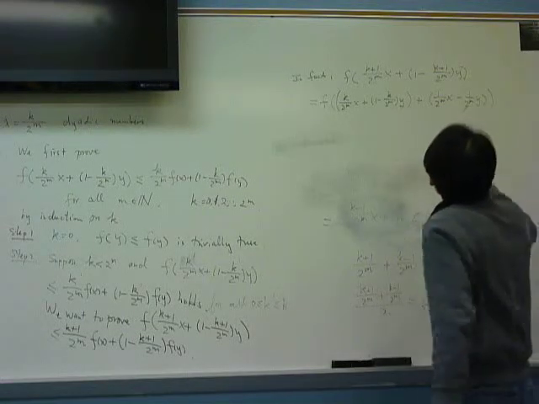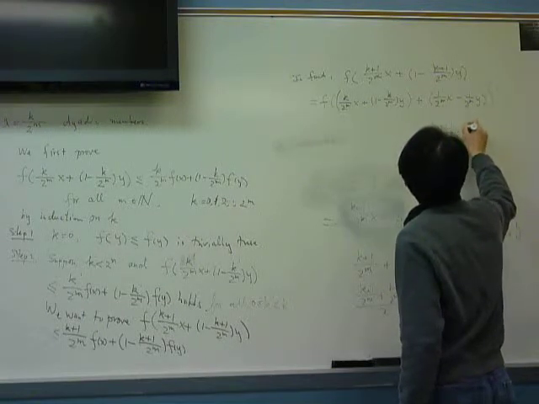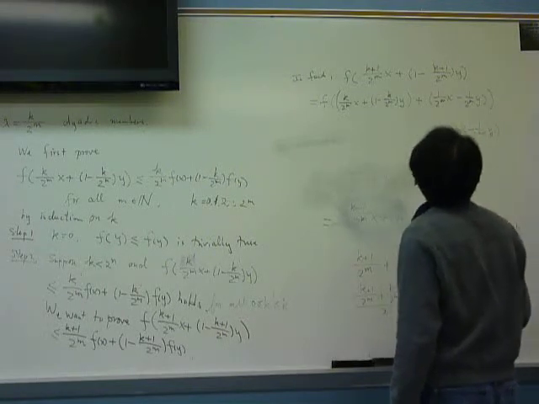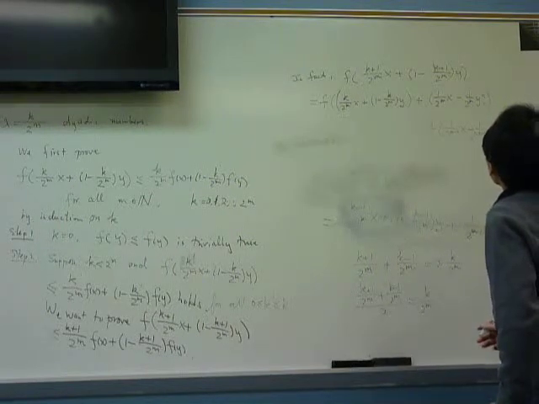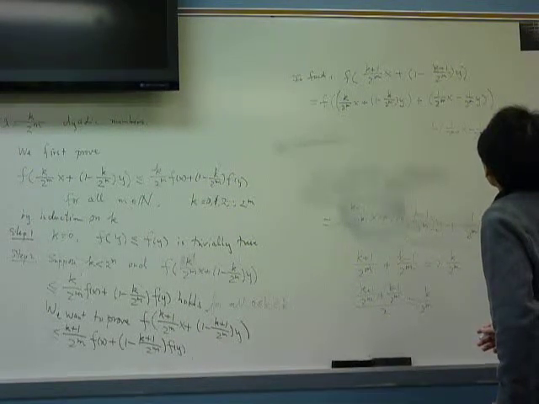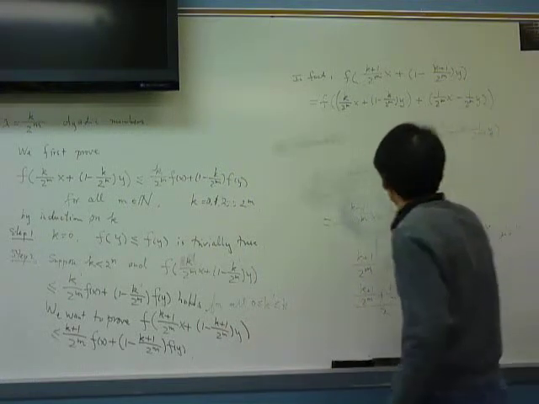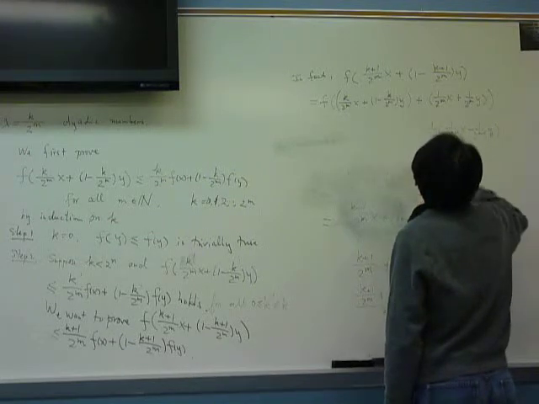So if I keep doing this, this would be 1 over 2 to n minus 1 x minus 1 over 2 to n minus 1 y. I don't want that. I want 2x plus 1. x plus 1. Suppose this is a plus this one, a plus this one.